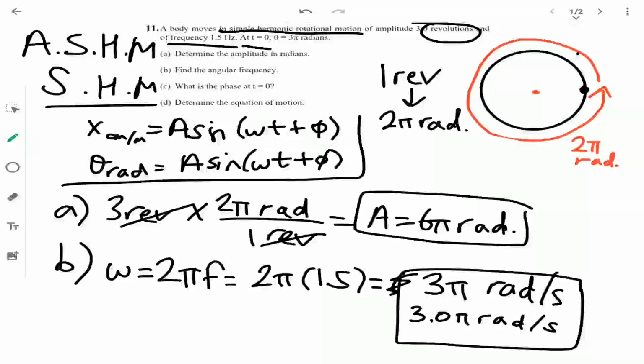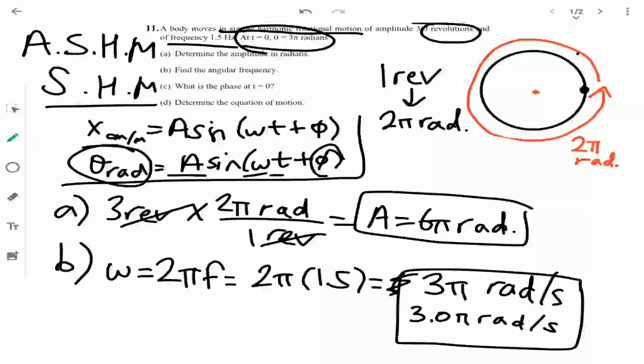Let's shift to part C, which asks us what is the phase at time equals 0. Now one critical given that we have seen, let me go back, is that at time equals 0, theta, which is this theta, which I'm circling here, is 3 pi radians. Now we have the amplitude, we have omega, we have time. All you have to do is find phi.